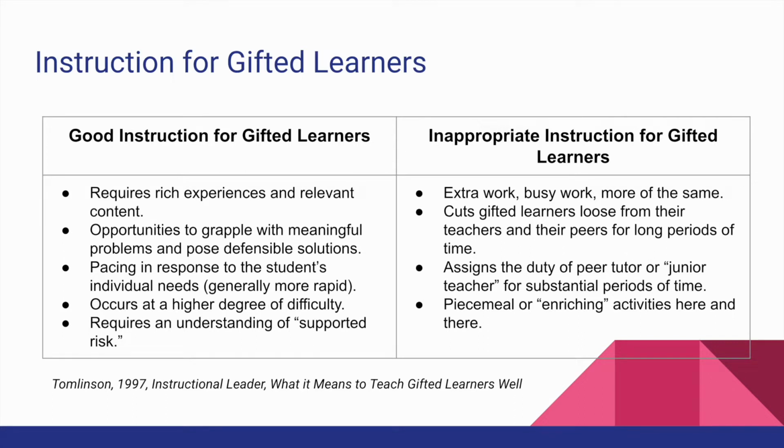Good instruction for gifted learners is also paced in response to their needs. Most gifted learners will often need a more rapid instructional pace than that of their peers. This is sometimes referred to as accelerated learning. However, in some circumstances, gifted learners will need a slower pace of instruction to allow for a deeper level of understanding. Gifted learners also often need learning that occurs at a higher degree of difficulty than that of their peers.